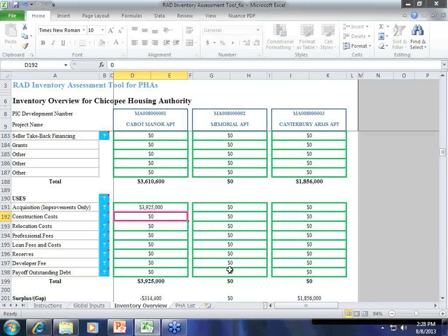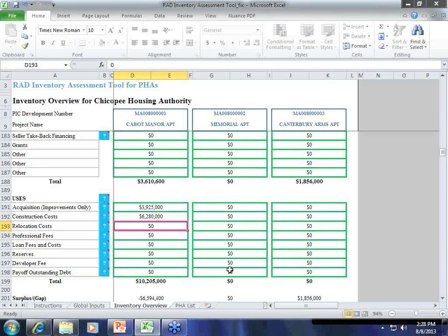Okay. So then the next line is your rehabilitation or construction cost. And again, using the formula, you're going to pick up G12, which is the number of units in Cabot Manor, times, and Will, did we decide it was 40,000 or 45? What's our number? Yeah, let's go with 40,000. Okay, so that's going to be 40,000.